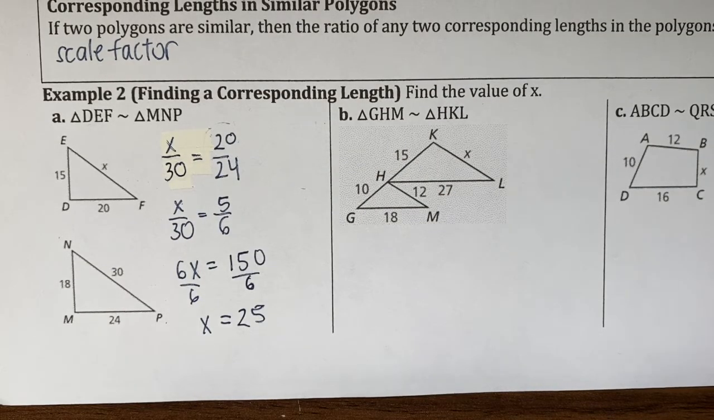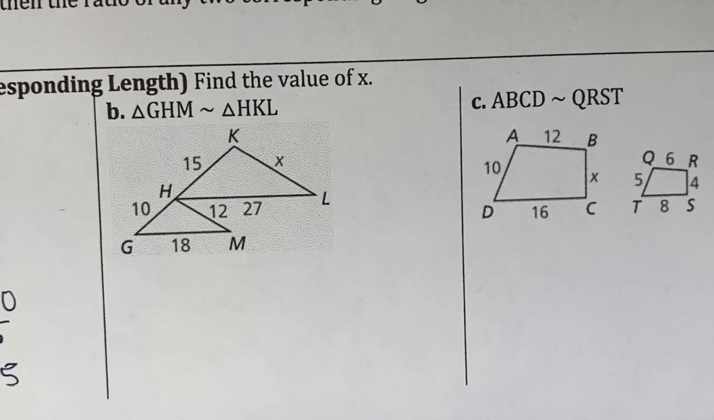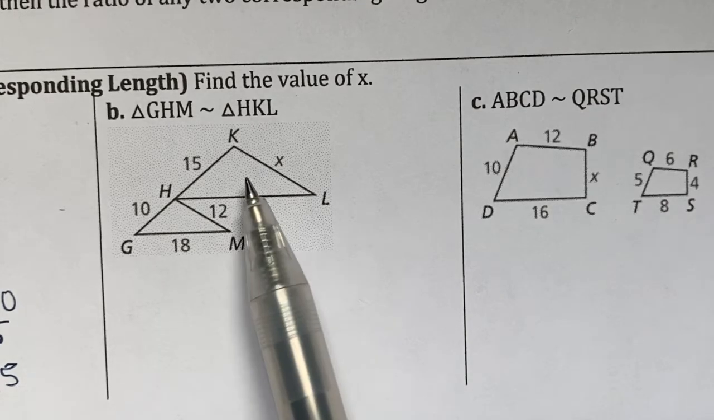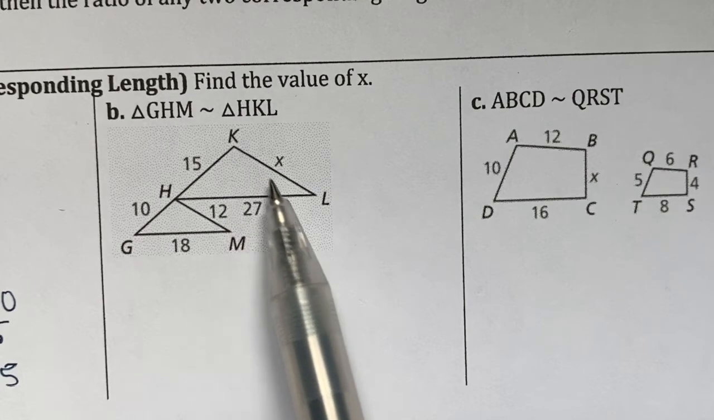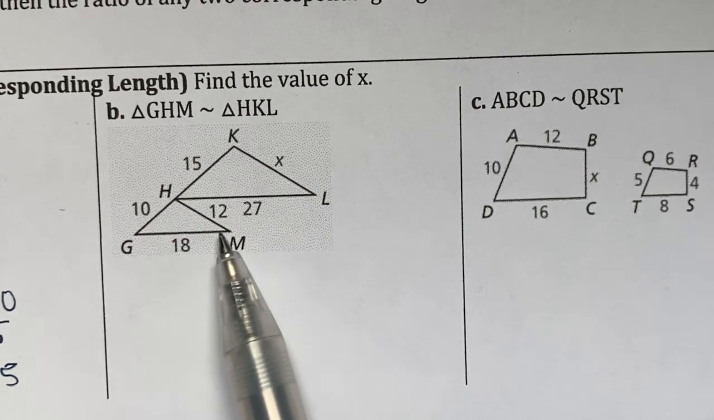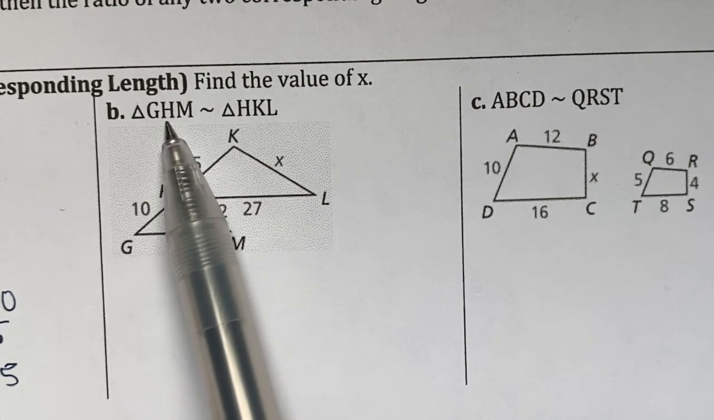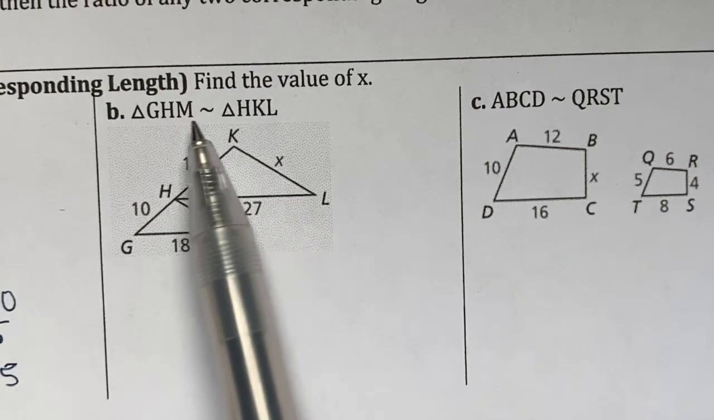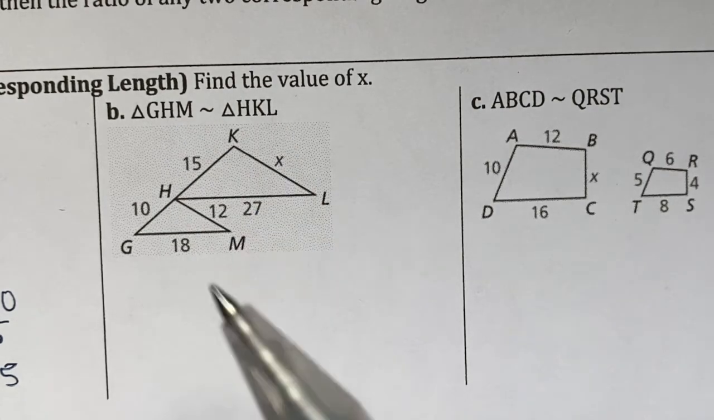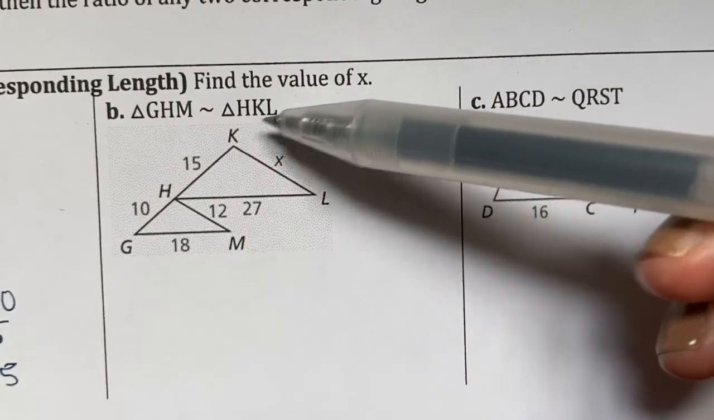We're going to look over at B. We have triangle GHM is similar to triangle HKL. We need to find the length of KL. KL corresponds with this side right here, HM. We can tell that from the similarity statement. KL and HM are in the same positions. So I'm going to write a ratio of KL over HM.